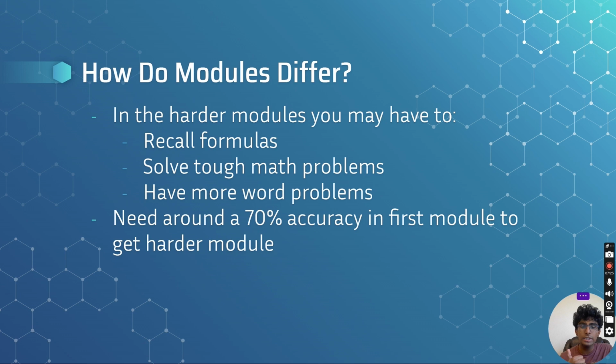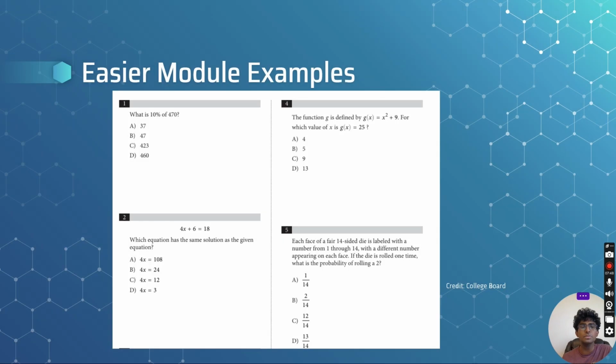You might have to recall more formulas, solve tougher math problems, and you're going to have more word problems. So you're going to have a lot more to read, and you're going to have to figure out what information from the word problem is important for you to answer the question that they're asking. This is very important. And again, you probably want around a 70% accuracy at the bare minimum in your first module to get a harder module. Obviously, try to shoot for better than that if possible.